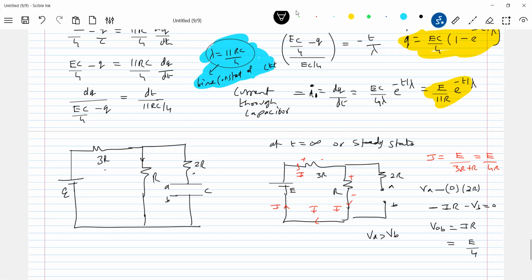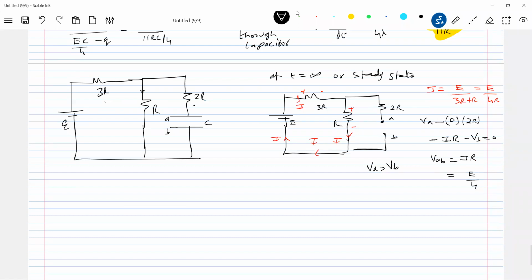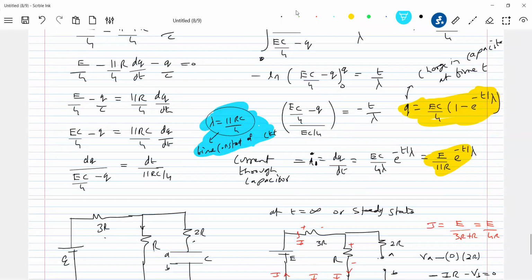See this: which plate of the capacitor is positive and negative, this equation will tell us. VAB I got positive, therefore VA is greater than VB. So A will be positive, B will be negative. Then what is the steady state charge equal to? Q infinity equals C into VAB. C we know, VAB is how much? Is it the same equation we ended up with? Look at this, EC by 4. This should be the steady state charge.